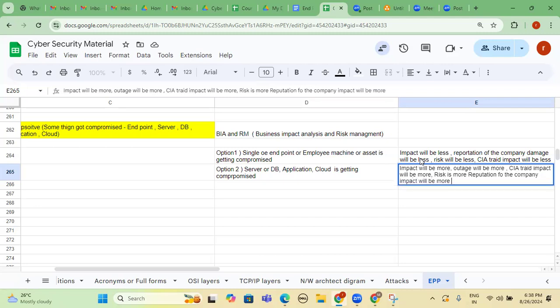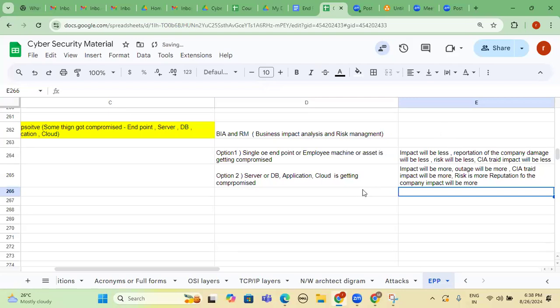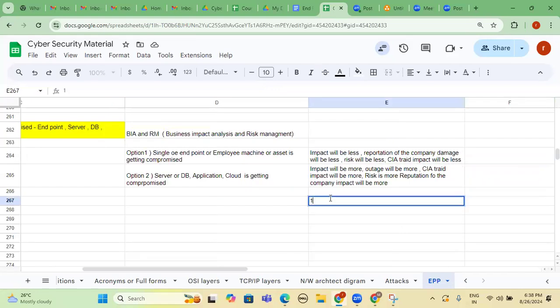For this scenario, we have to ask a couple of questions. What are the questions we have to ask whenever a server or database or application or cloud is getting compromised? So we should coordinate with the asset owner, server owner, database or application or cloud instance owner, whoever is part of the data owner. We have to ask a couple of questions. Those questions are: is there any backup server or not?